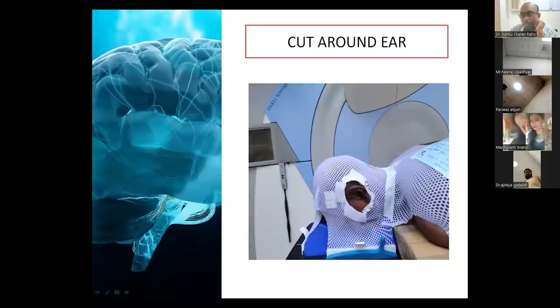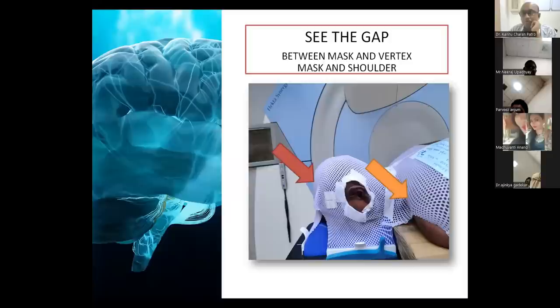When you are going for the setup, there should not be a gap between the skull and the orbit, and the shoulder and the orbit. These are the two points to always check. If the setup is not done properly, you may have junction problems, and sometimes overlap and everything. So always check these junctions, very important.